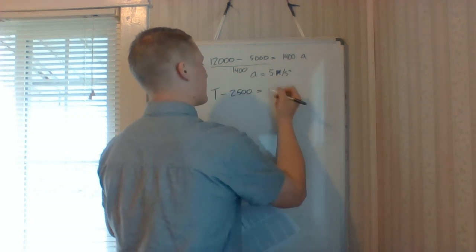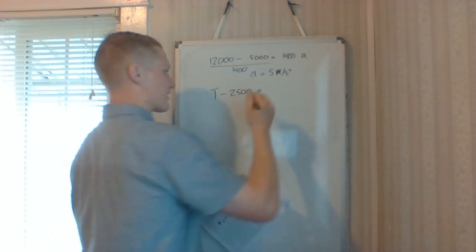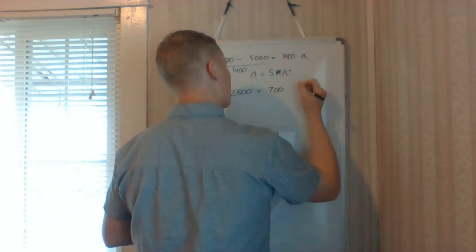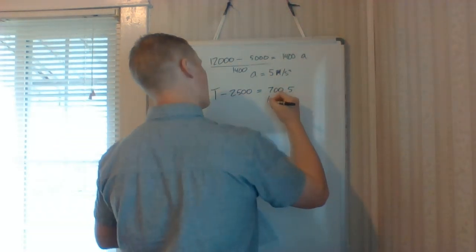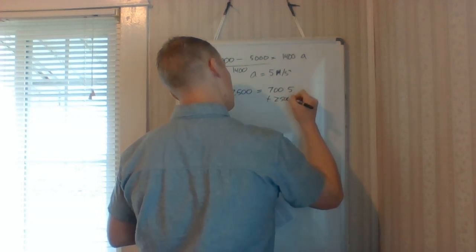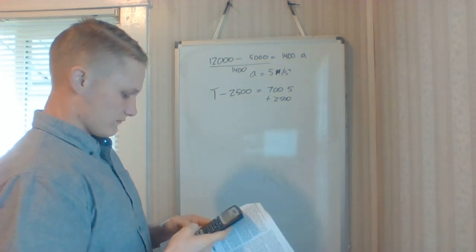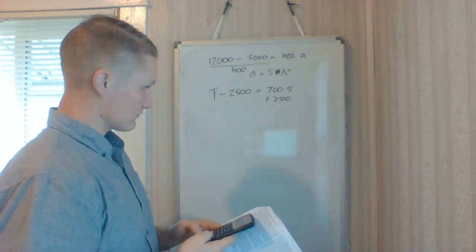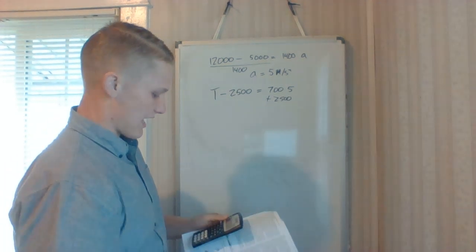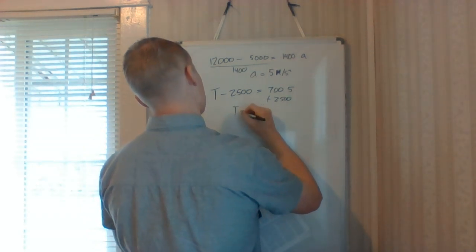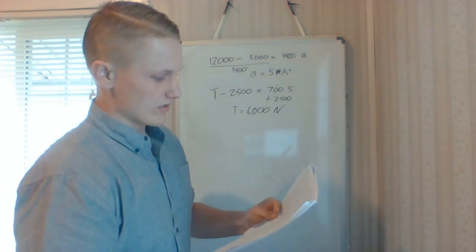2,500 equals mass. The mass was 700 kilograms times 5. So if we add 2,500, that will give us our tension. 6,000. So our tension equals 6,000 newtons. And that is question 18.